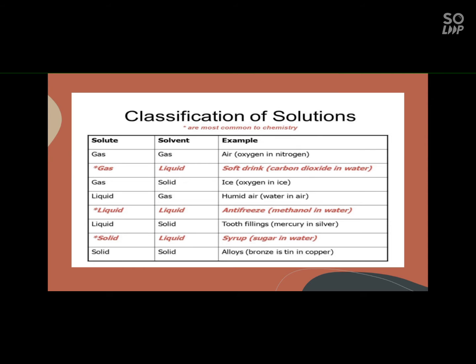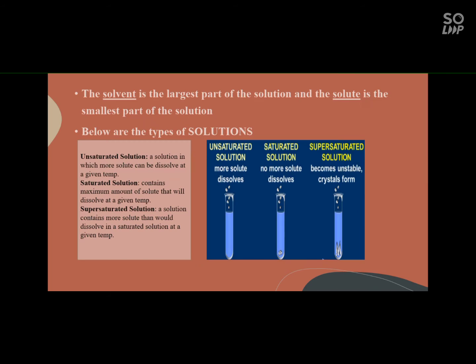Classification of solutions. We have solid, liquid, and gas. In the picture we can see some examples. The solvent is the largest part of the solution and the solute is the smallest part of the solution. Below are the types of solution. We have the unsaturated solution, saturated solution, and supersaturated solution. Unsaturated solution means more solute can be dissolved. Saturated solution means no more solute can be dissolved. And supersaturated solution becomes unstable and crystals form.